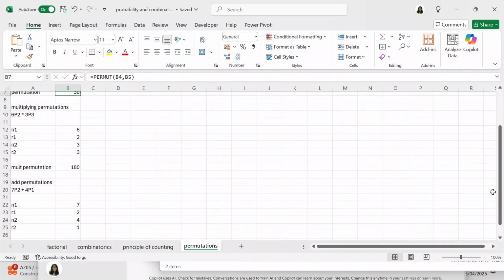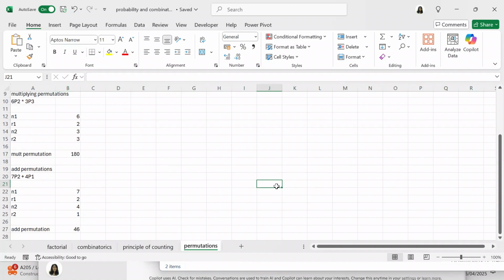So now we're going to multiply permutations. So you've got 6P2 times 3P3. So n1 is 6, r1 is 2, n2 is 3, r2 is 3. And then multiplying permutations is PERMUT of B12, B13 times PERMUT of B14, B15, and that's going to give you an answer of 180.